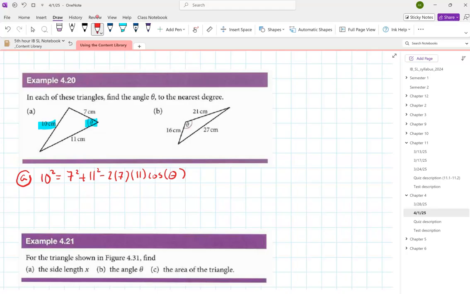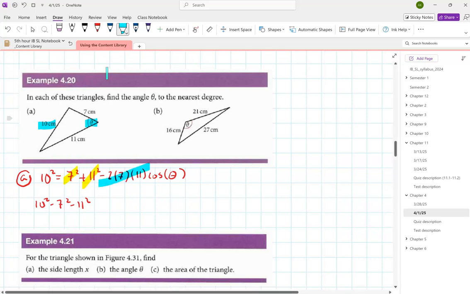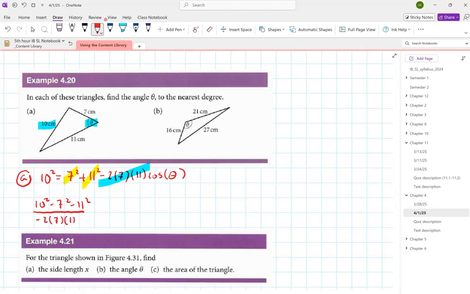To do that, I'm going to start by subtracting over the parts that are being added. Right? Then I'm going to divide over the part that's being multiplied to my variable. And then I need to cancel out the cosine that's wrapped around it.